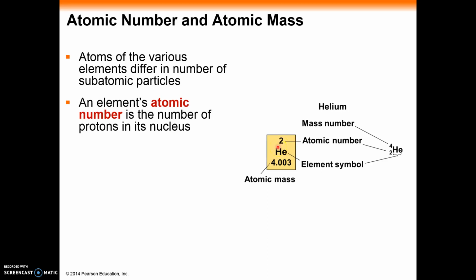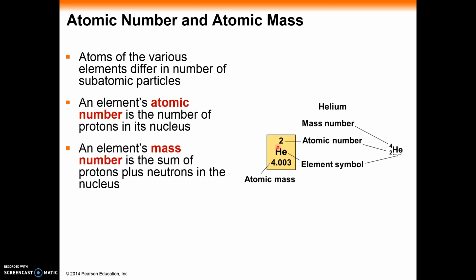Another number associated with this is the mass number. One way of representing an element is to have its symbol with various numbers associated with it as a superscript or subscript. In this case, the atomic number, or the number of protons, is in the subscript. The mass number is in the superscript. The mass number represents the sum of protons plus neutrons.